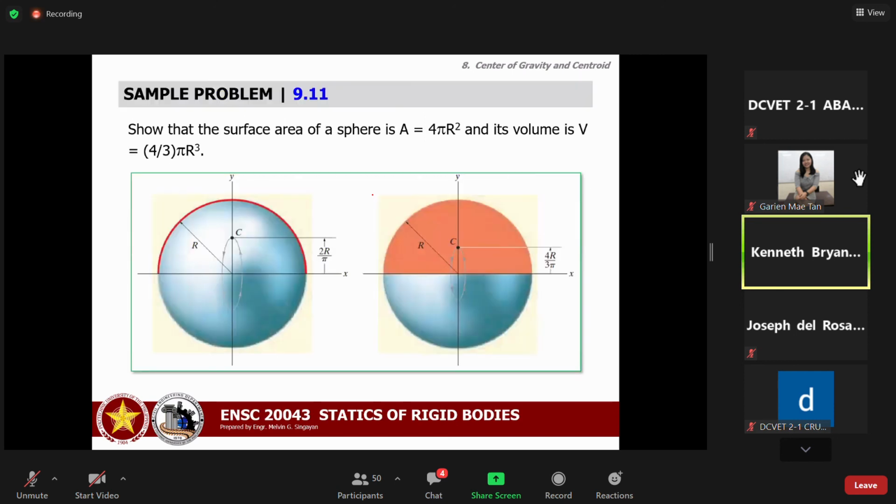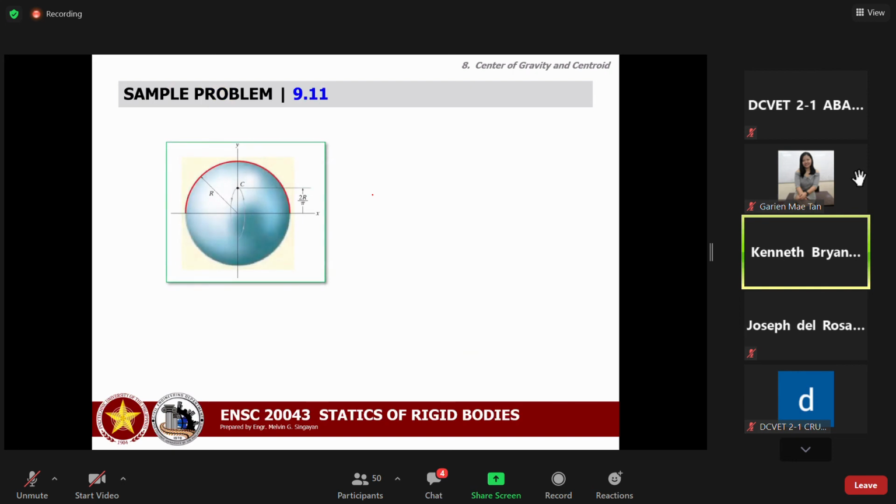So sample problem 9.11. Show that the surface area of a sphere is A equals 4 pi r squared and its volume is V equals 4/3 pi r cubed. Okay? Paano yun? So, let's say we have a semicircular arc like this one. Okay? And if we're going to revolve it by one complete revolution about the non-intersecting x-axis, it will generate the surface area of a sphere. Okay?